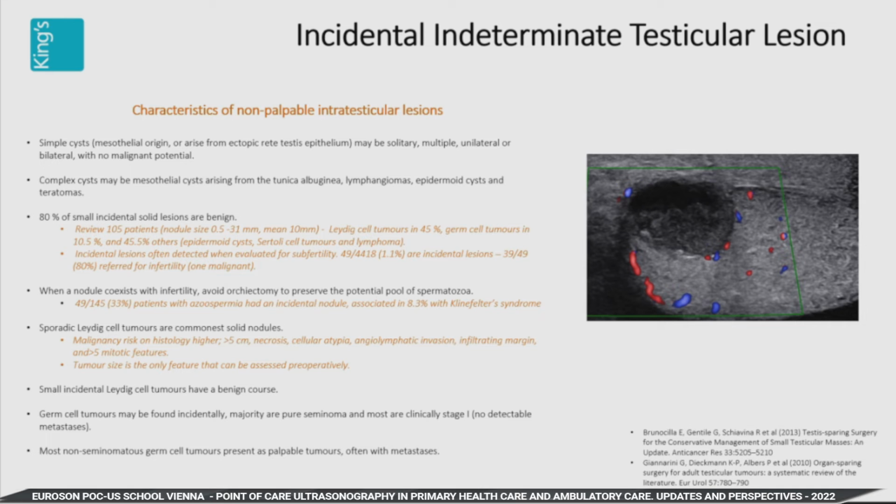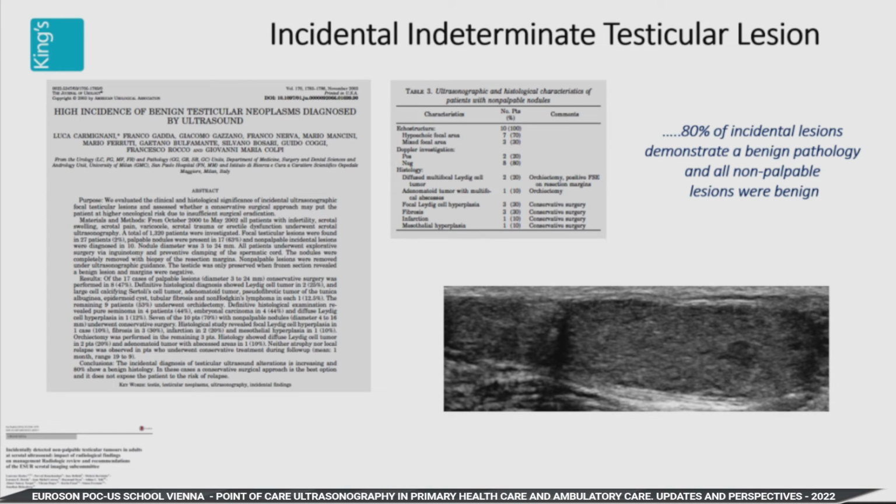Often a nodule coexists with infertility, and you want to avoid orchidectomy in patients who are subfertile, because this affects, of course, their ability to conceive. This is the most important paper that's come out in a number of years, where they looked at a cohort of infertile men to see how often they found these incidental lesions. They found them quite often, and it demonstrated that 80% were benign. So you want to avoid taking out that testis for a small lesion that you can't feel, that you found incidentally.